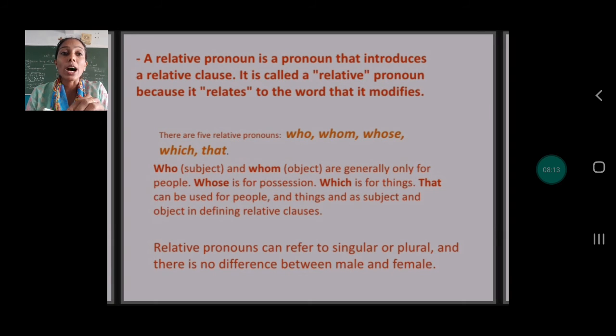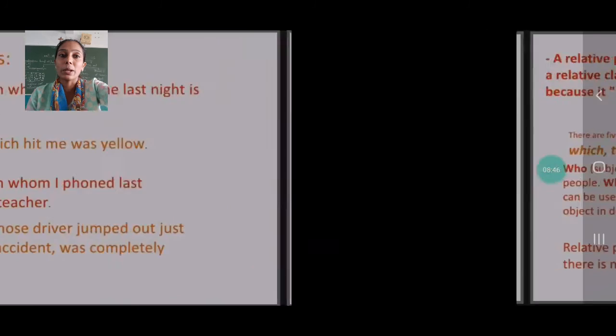And if I have to ask about things, which color is this? Isn't it? And that is used for people and things, for both. That, keep in mind, only the relative pronoun that can be used for people as well as for things. Relative pronoun can refer to singular or plural, and there is no difference between male and female. Relative pronoun ऐसा एक pronoun है, there is no difference whether it's male or female.